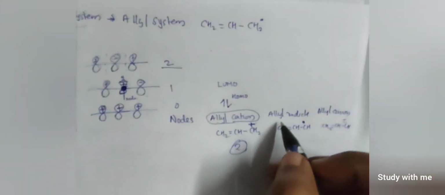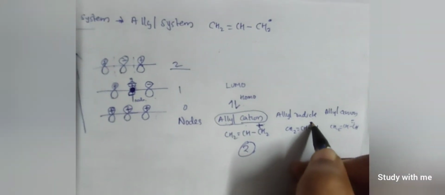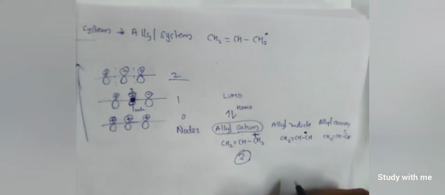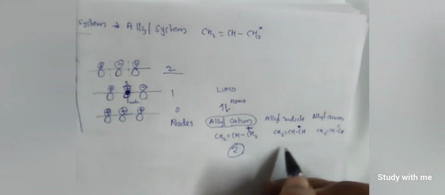And next we consider the allyl radical, that is, it has three electrons. This is the allylic radical. So how can we introduce three electrons? First we will introduce two electrons here, and then the second level will have only one electron. So the highest occupied will be the second one. This is the HOMO, and this will be the LUMO.